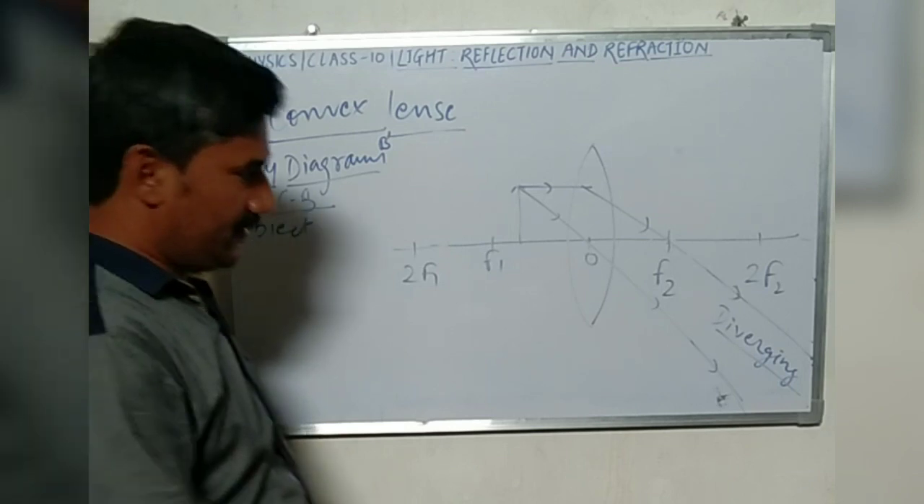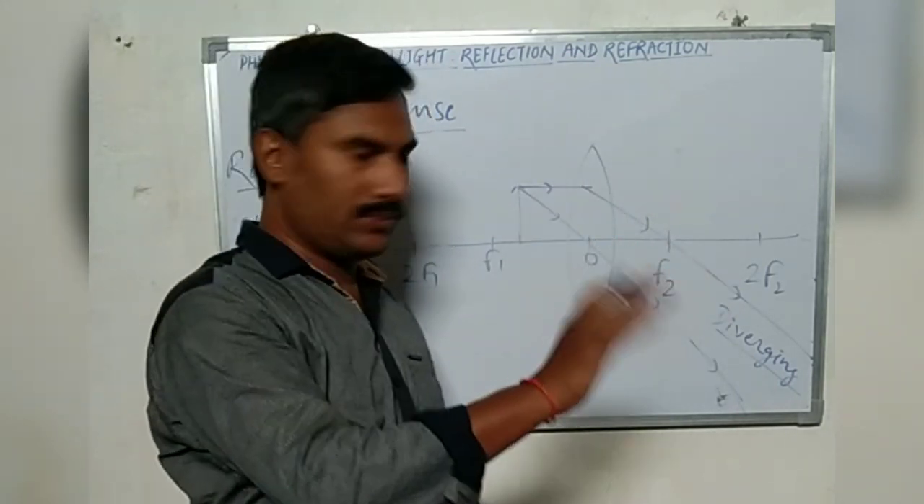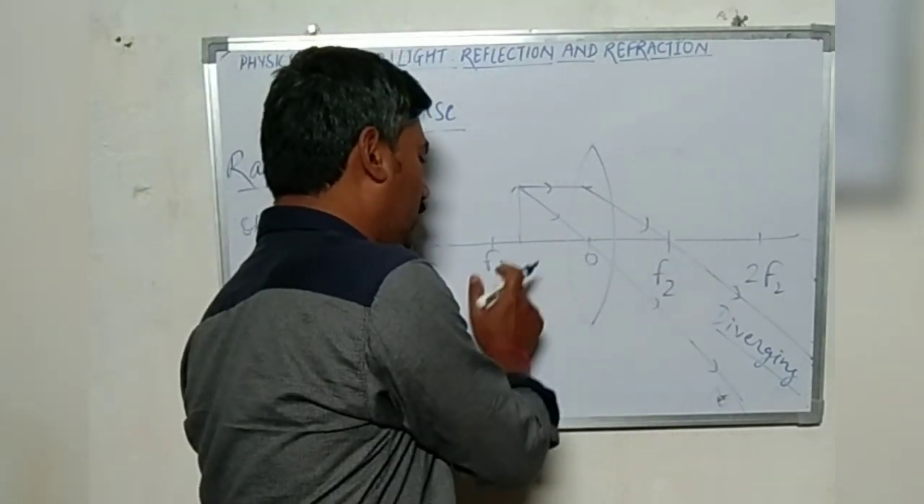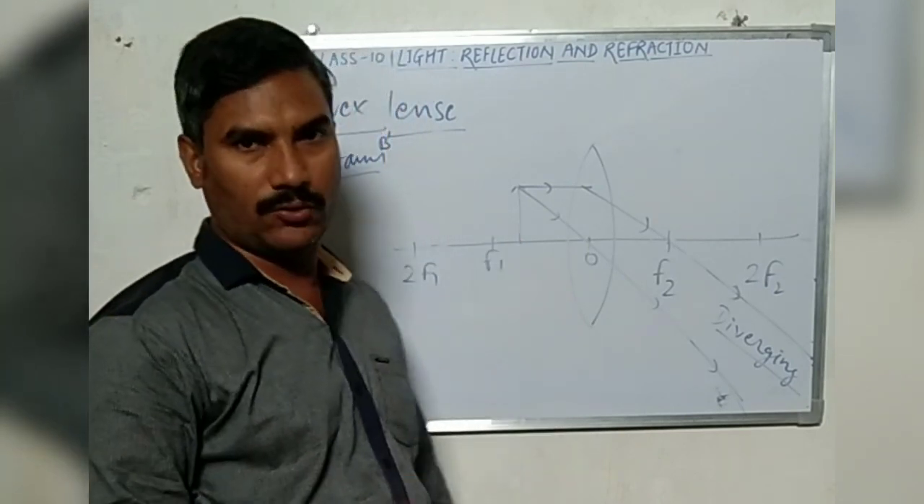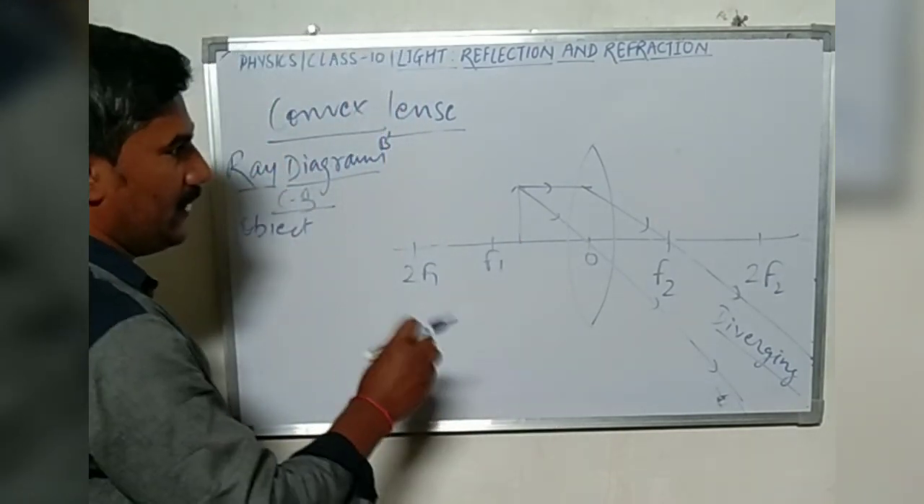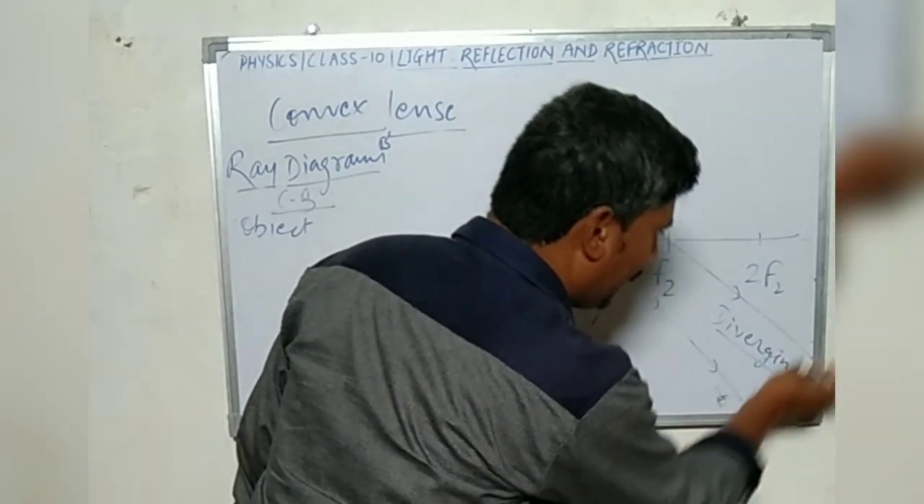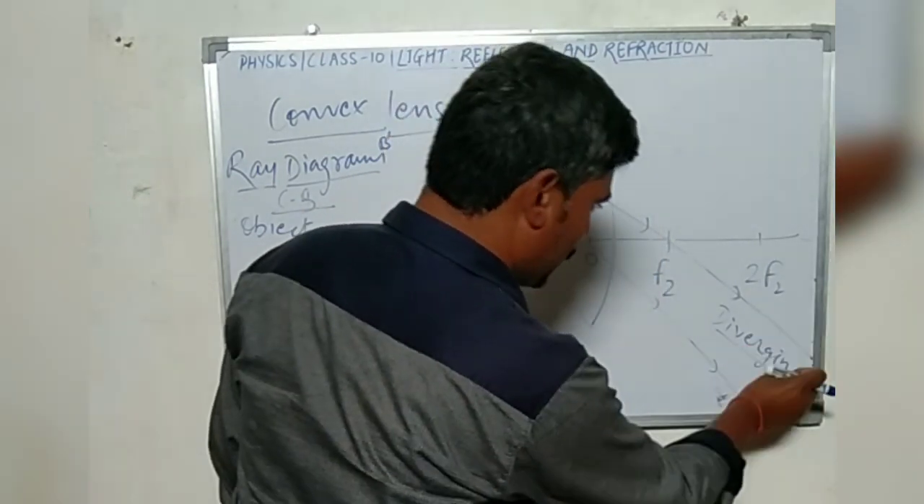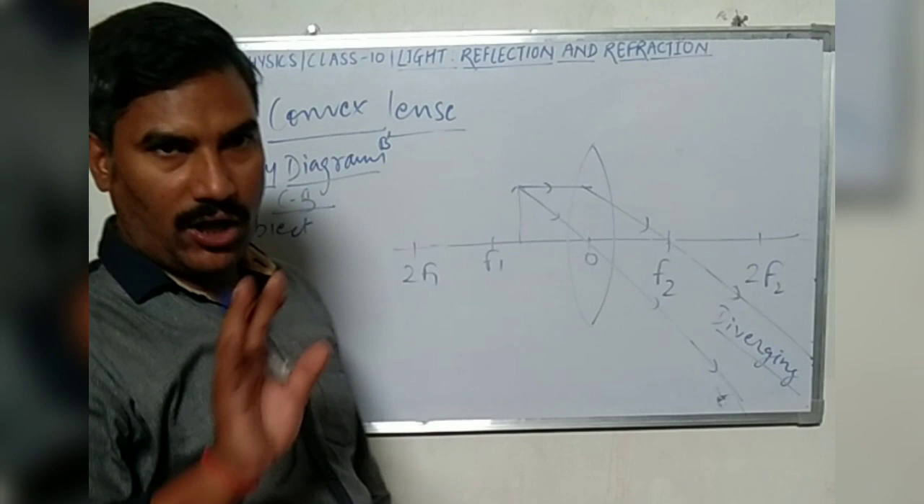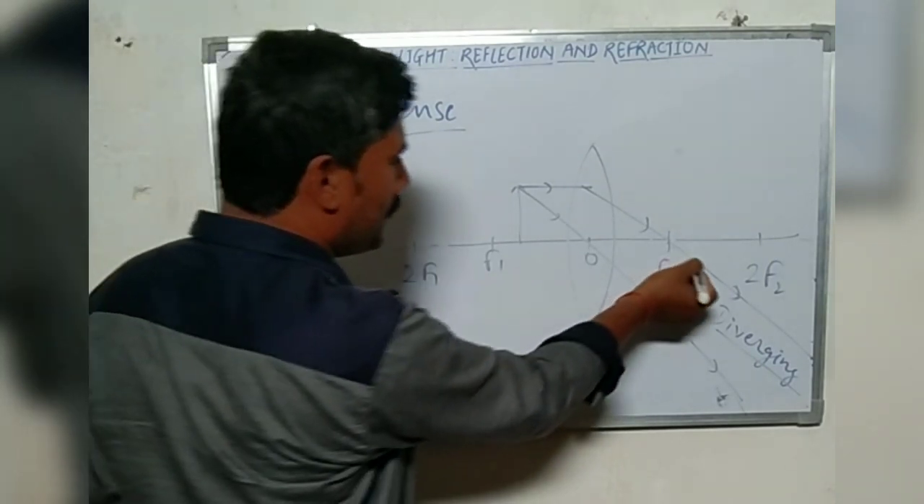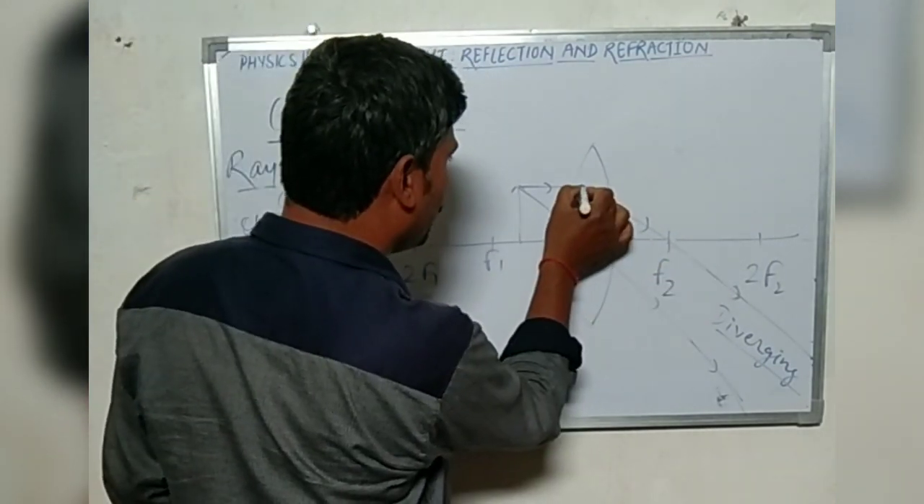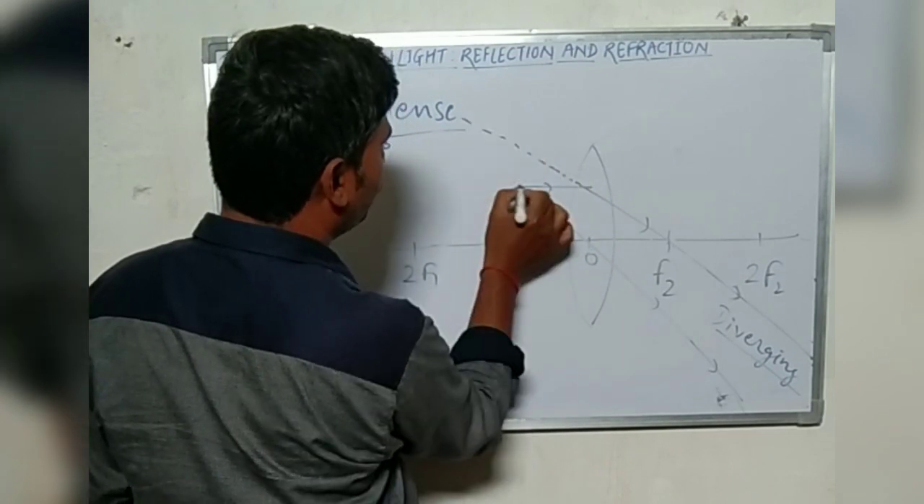What does it mean? That the image will not be formed when object is placed between optical center and F1? No, it doesn't mean that. It only means that the real or the actual meeting of these rays is not happening. It means they can be proceeded to the backward direction.